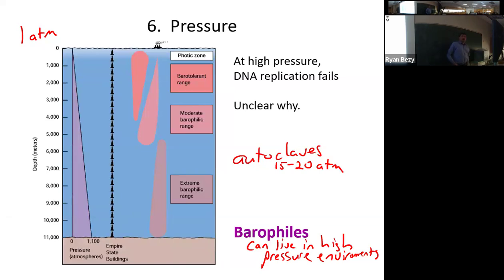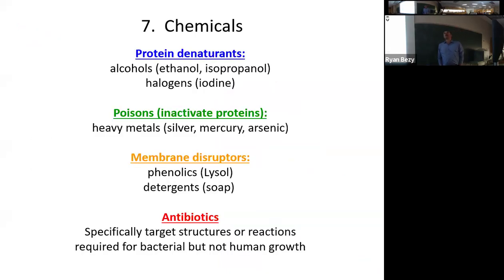Now, the other thing we commonly use to kill microbes or to limit their growth is various different kinds of chemicals. There's a lot of different chemicals we use to control microbial growth. So I'm just going to go through some examples very quickly. I could spend entire lectures on this and modes of action. For instance, some types of chemicals are known as protein denaturants. What does it mean when I denature a protein?